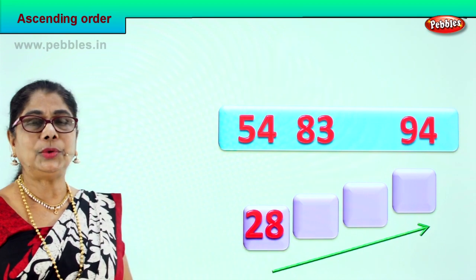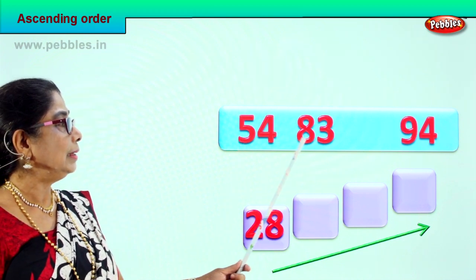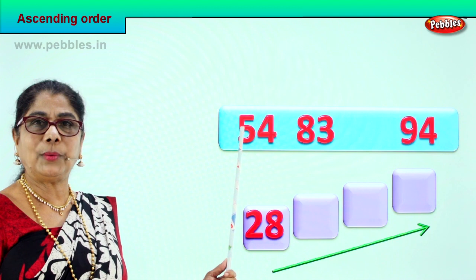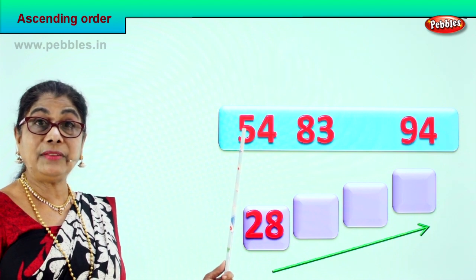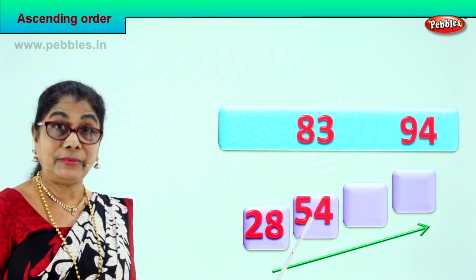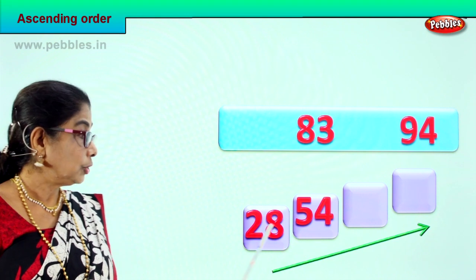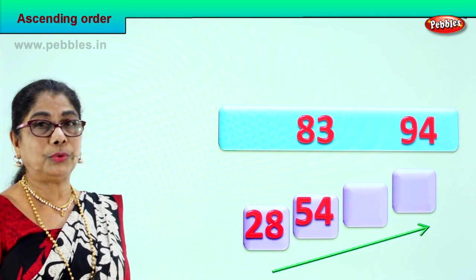2 tens, 8 ones. Next we look at 5 tens and 8 tens. 5 tens is the next bigger one. 5 tens, 4 ones goes into the next box. So we have 28, 54.